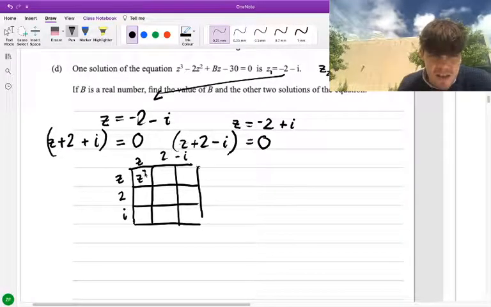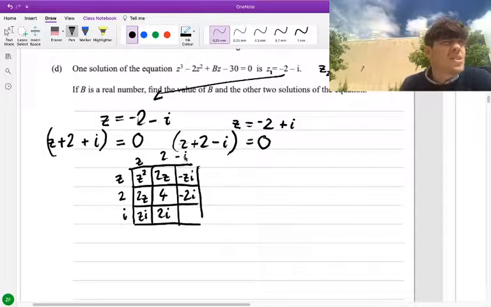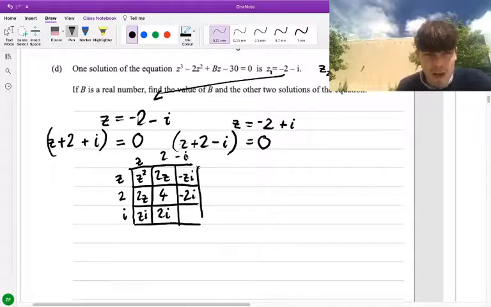So that makes z times z is z squared, 2 times z is 2z, z times i is -zi, 2 times z is 2z. Notice that the diagonals match up, but we'll look at that in a second. 2 times 2 is 4, 2 times -i is -2i, z times i is zi, 2 times i is 2i, and i times -i. So what happens there is i times i is -1, so -1 is just a +1. So expanding those two brackets, we are going to get these things here.